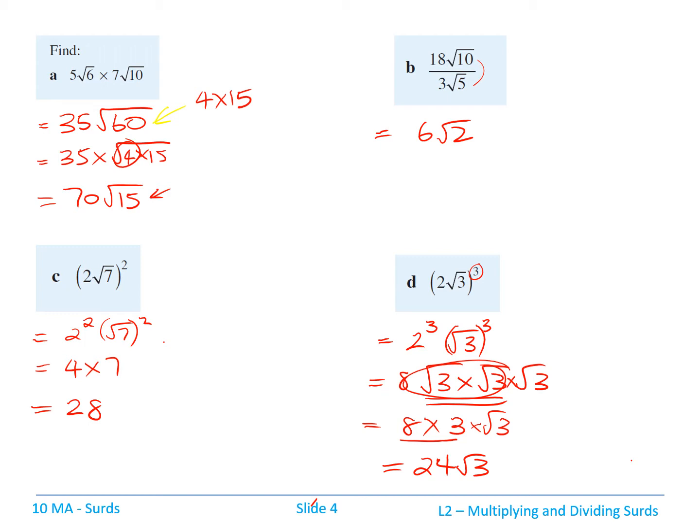So in this case here, because it was to the power of 3, I just multiplied it out 3 times. And we know that root 3 times root 3 is just 3. And I multiplied 8 by 3 to get 24. And we've got square root 3. It's a little bit harder, but probably the easiest way is just to expand it out, like we have here, and then simplify it.